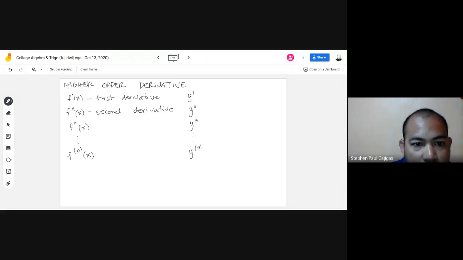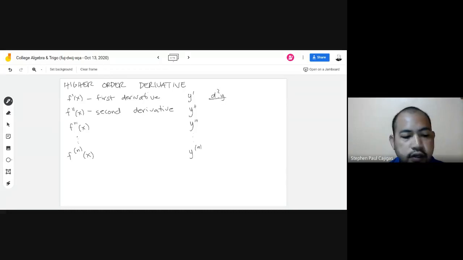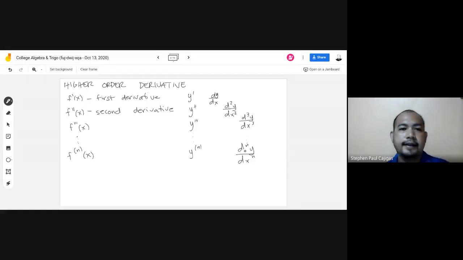This is d squared y dx squared. The first derivative is dy over dx. The second derivative is d squared y over dx squared. Then d cubed y over dx cubed and so on, d to the n y over dx to the n. So let's have an example.